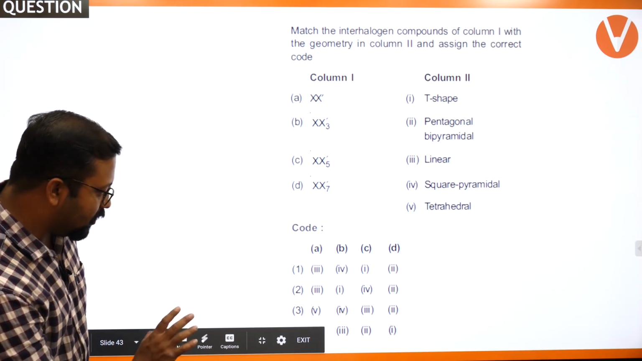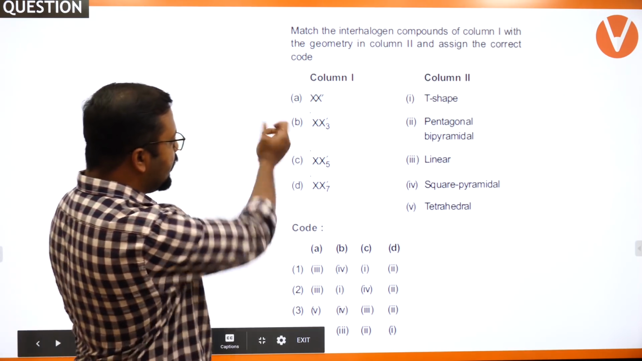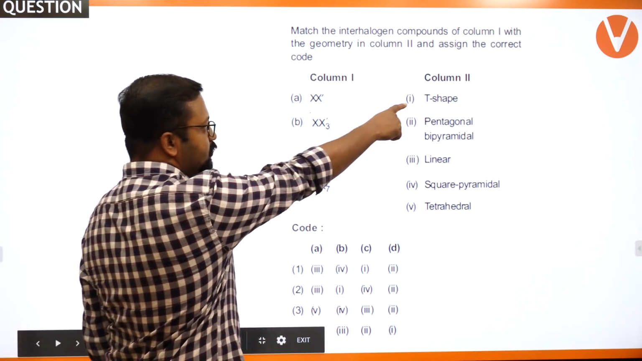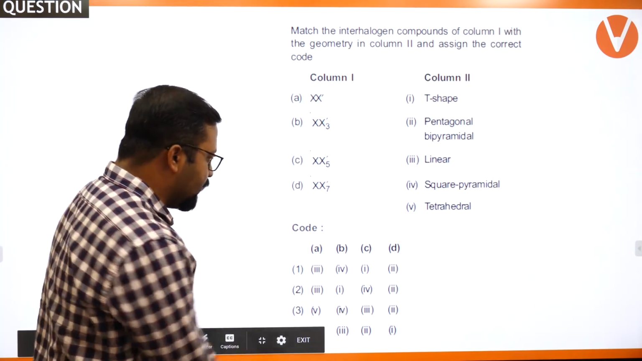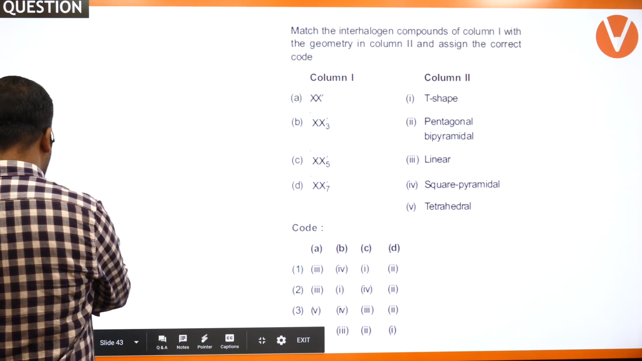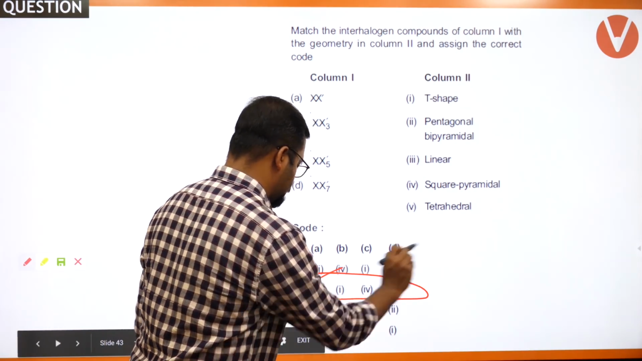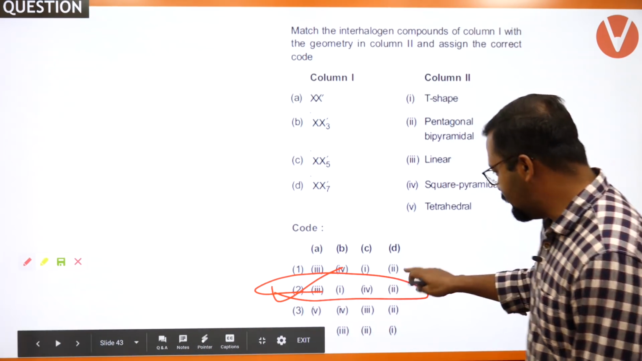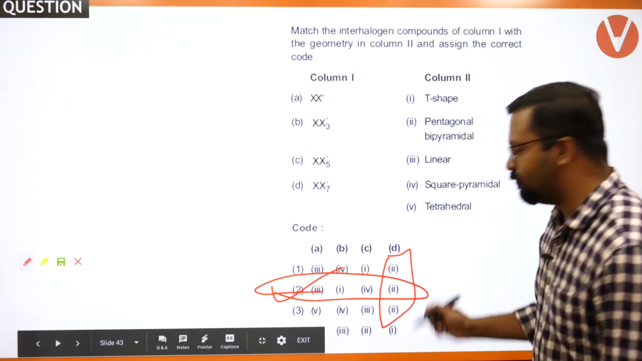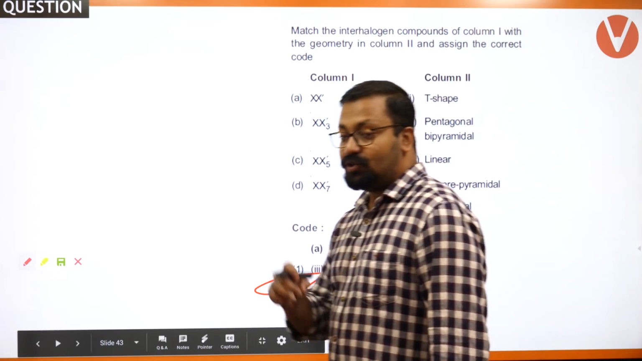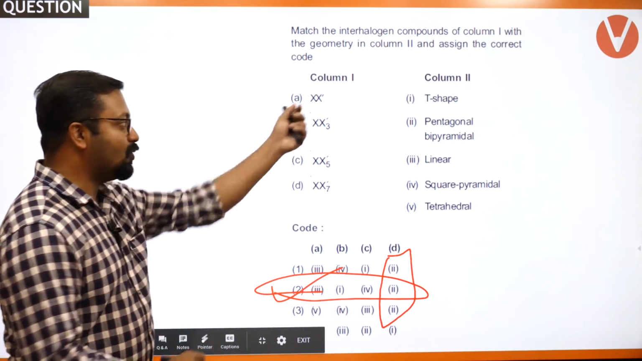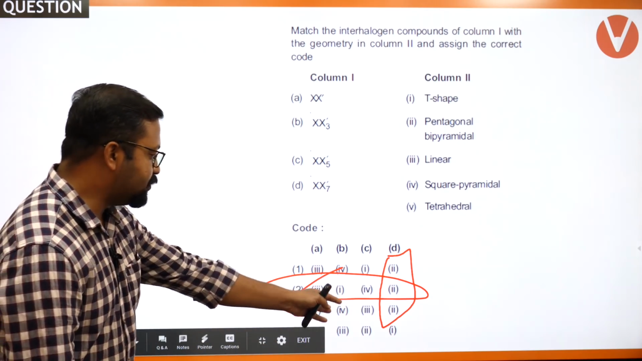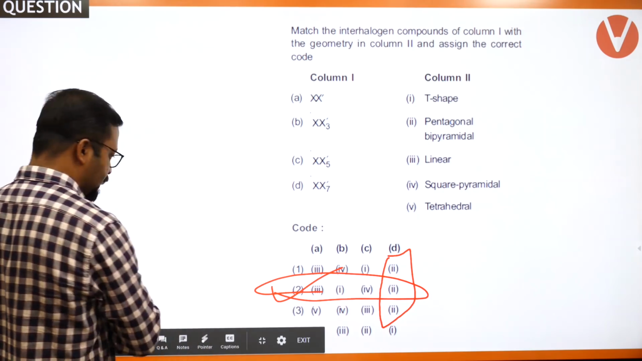Now I just look for one option. Let's say I pick B. ClF3 अगर हमने उठाया तो ClF3 की ज्योमेट्री क्या होती है? T-shaped होती है. ClF3 should be B1. B1 के कितने ऑप्शन हैं? एक ही ऑप्शन है ना यार. There is only one option. If you choose D, then you have to work out 3 options. So what I do is I choose that option in which there is the least amount of conflict.